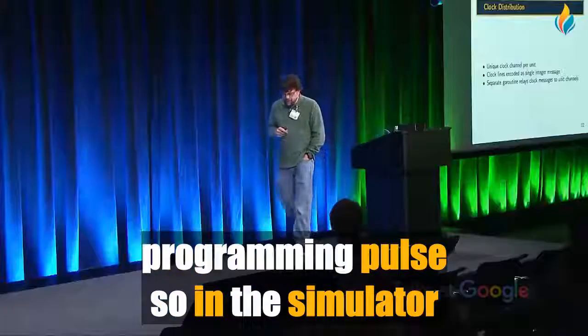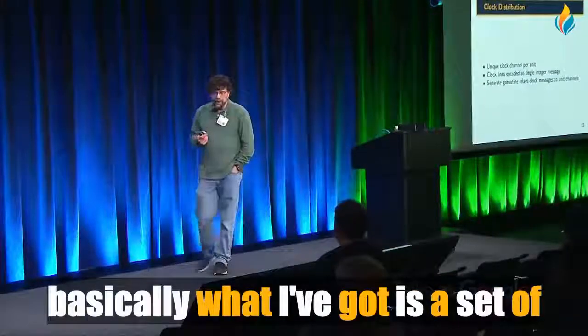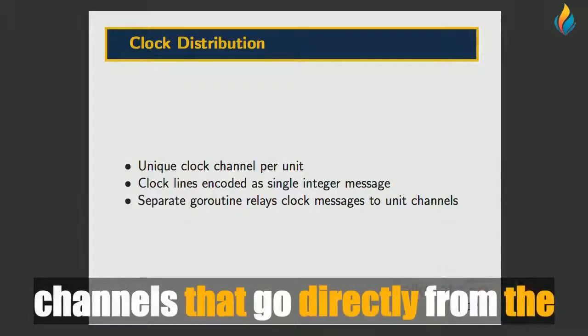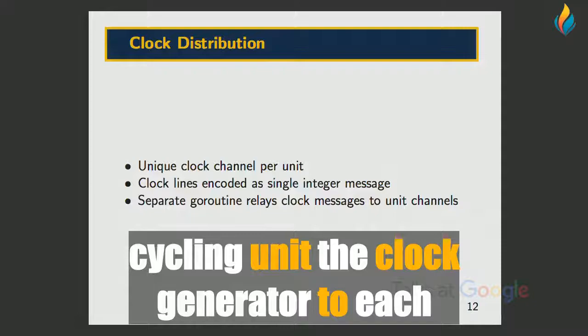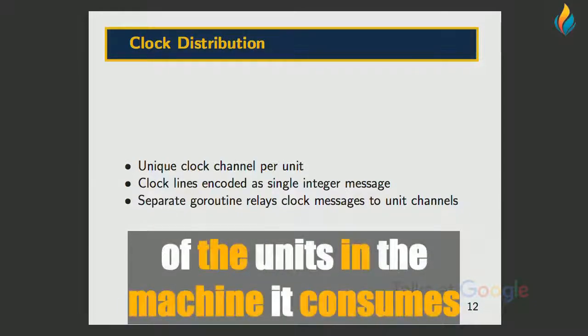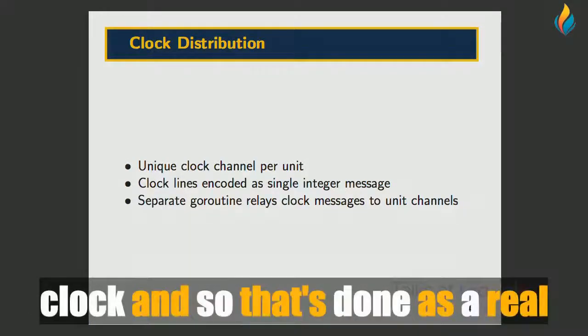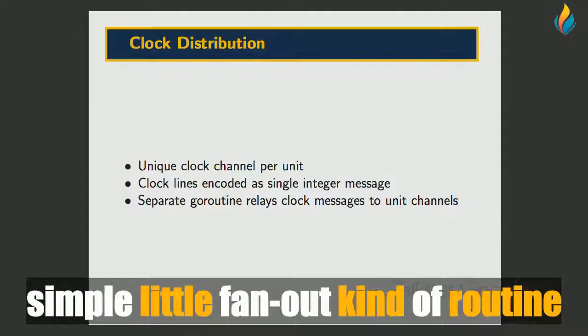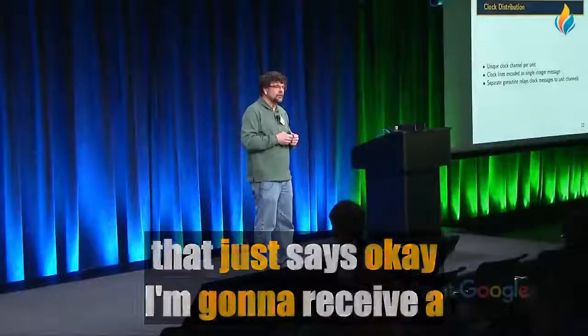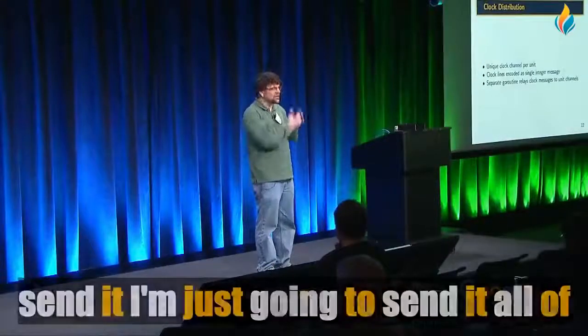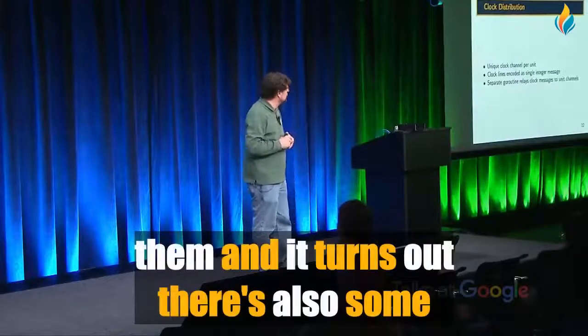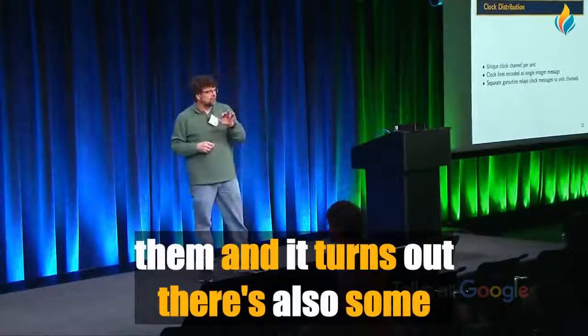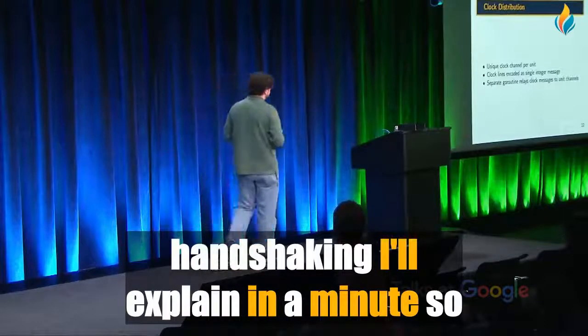So in the simulator, basically what I've got is a set of channels that go directly from the cycling unit, the clock generator, to each of the units in the machine that consumes clock. That's done as a real simple little fan-out routine that just says, OK, I'm going to receive a message. I've got a list of places to send it. I'm just going to send it to all of them. And it turns out there's also some handshaking I'll explain in a minute.